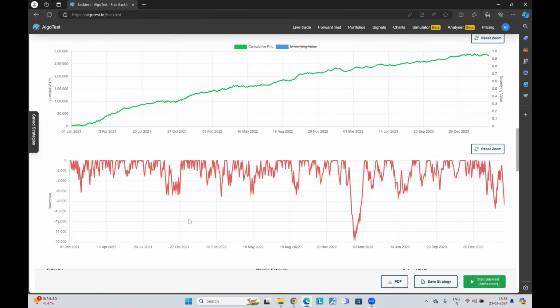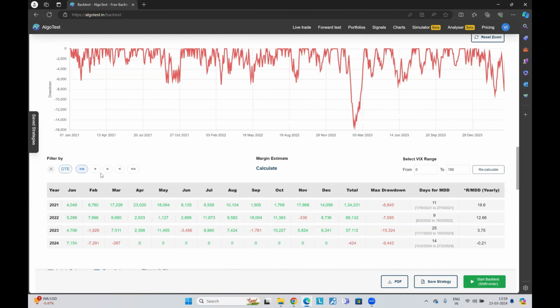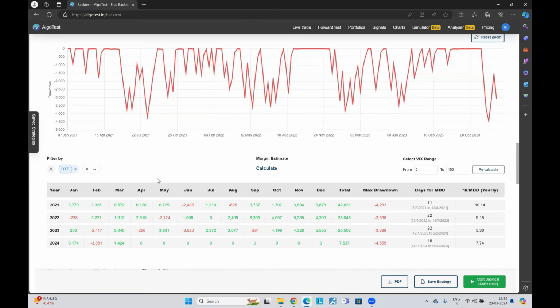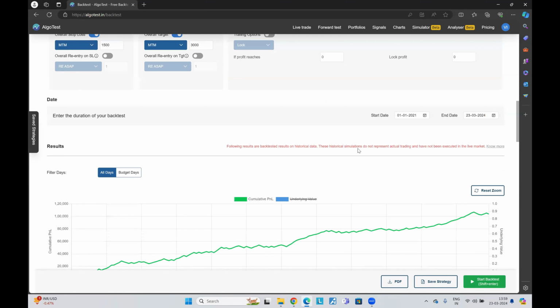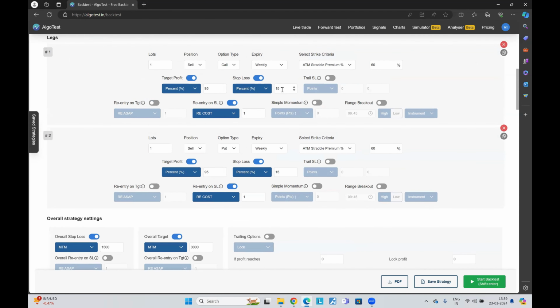Let me change it to days to expiry equal to 0 and see how it looks. Here you can see the drawdown has reduced to just 5,000 now. Even though it is considered a directional strategy because we have a shorter stop loss, once one leg breaks it goes into directional mode. With this kind of strategy, this much minimal drawdown is always acceptable. And if you see the profit and loss graph, it is looking very good. There are not many ups and downs, and we have a very linear graph.